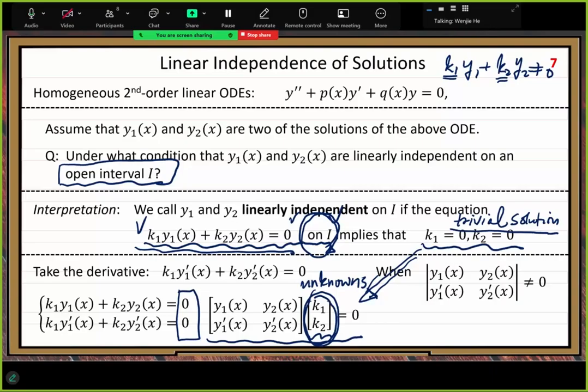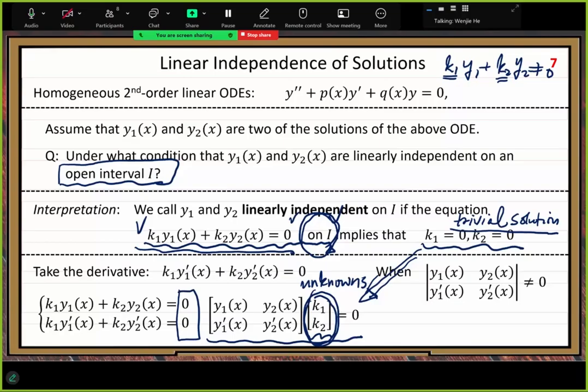When we solve this linear system, the result is related to linear dependence and linear independence. When we get a trivial or non-trivial solution, we can make a conclusion whether the two solutions y1, y2 are linearly dependent or independent. But here we ask another question, and here you use our linear algebra result.